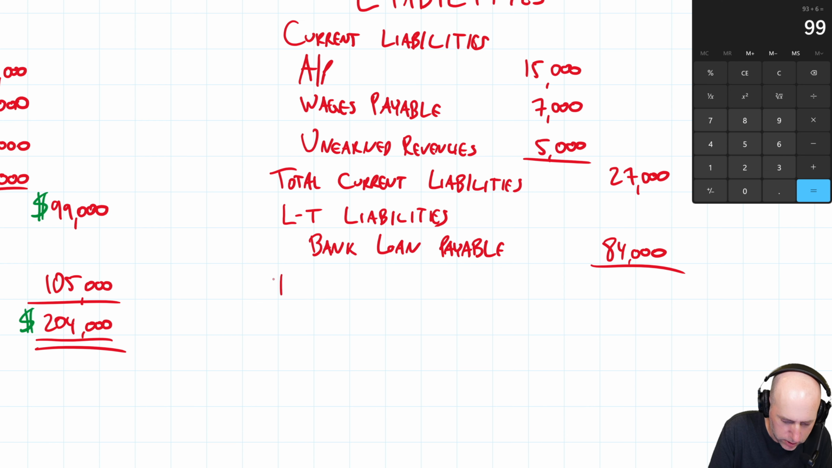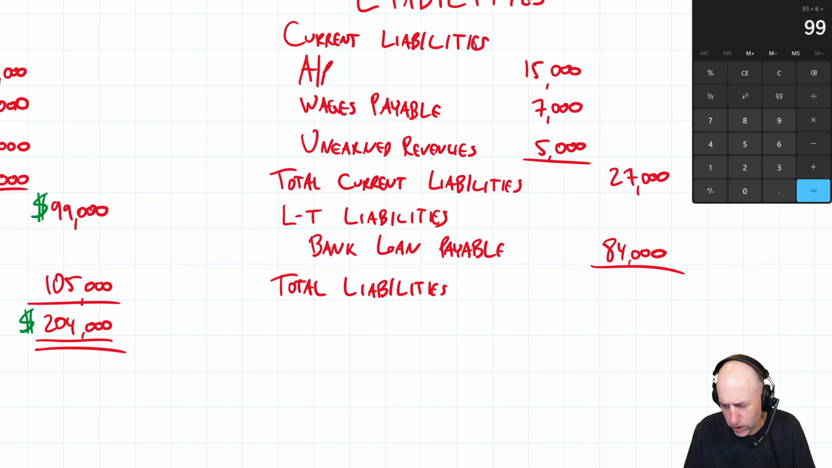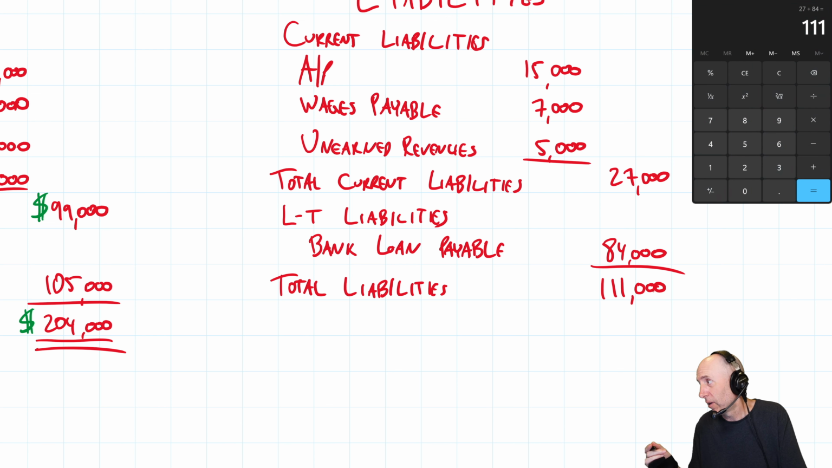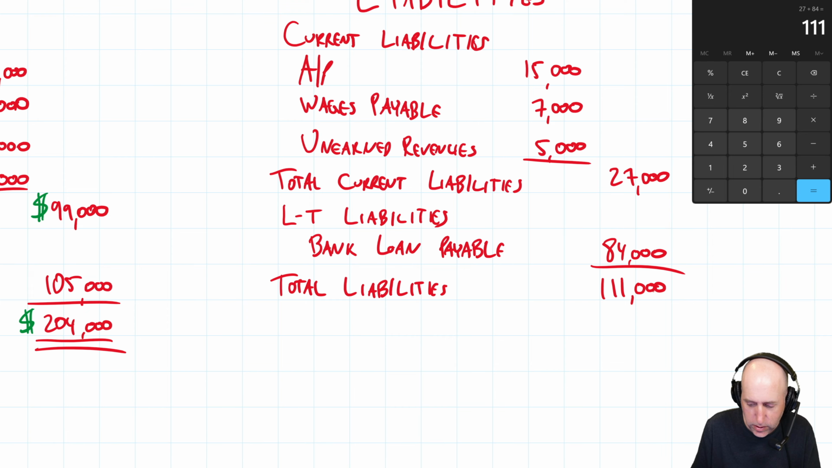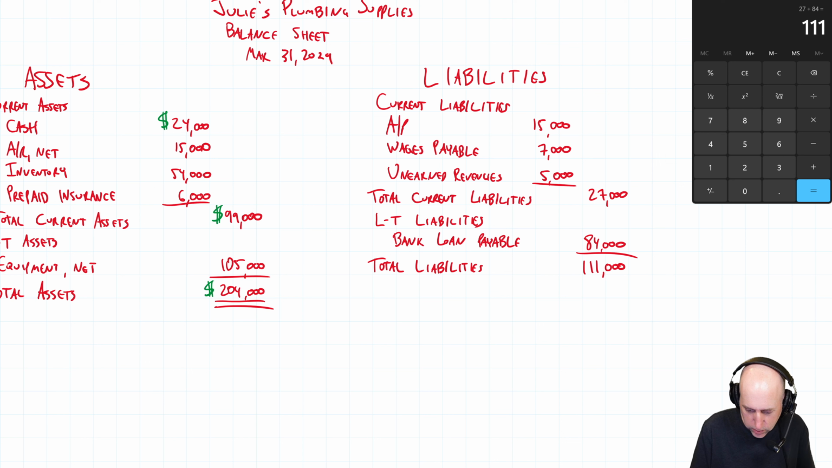So now we can total it. Total liabilities. 27 plus 84, what is that? I better do it in the calculator. 111 maybe? 111. Absolutely. So, okay, our total liabilities, $111,000. I don't underline or double underline this. We're just on to shareholders' equity.